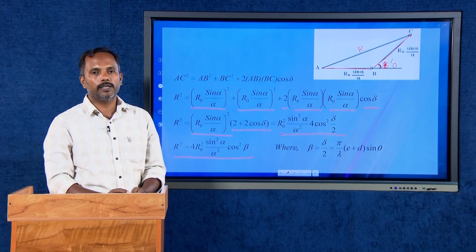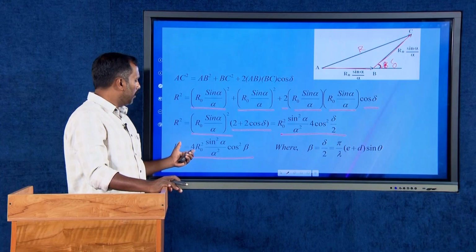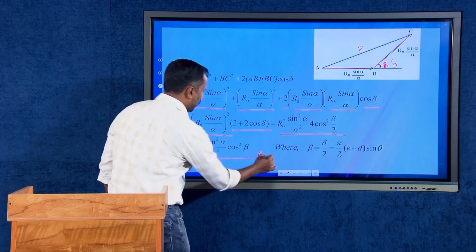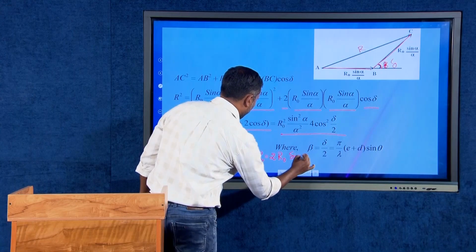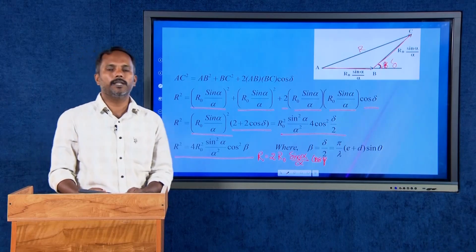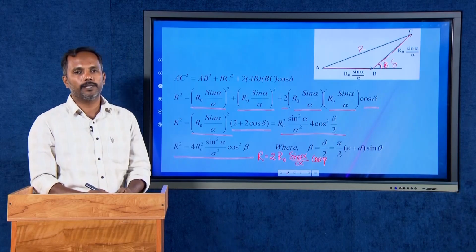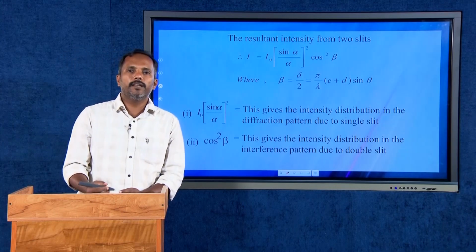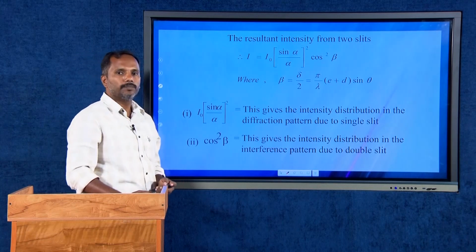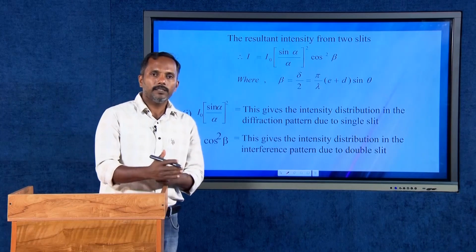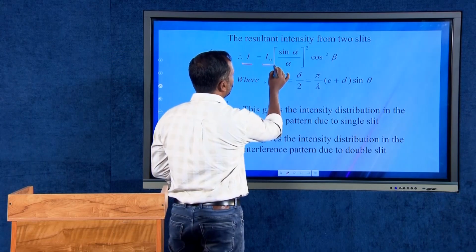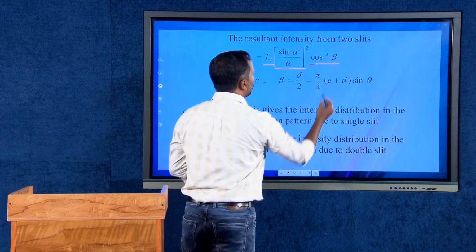Here it is the square of the resultant amplitude. If you take the square root of this, let me write it here: R is equal to 2 into R0 sin alpha divided by alpha cos beta. So, this shall be the resultant amplitude. The same result we obtained in the previous method as well. If I take the square of that amplitude, we will have the equation for the resultant intensity from 2 slits: I is equal to I0 (sin alpha by alpha) all square into cos square beta.